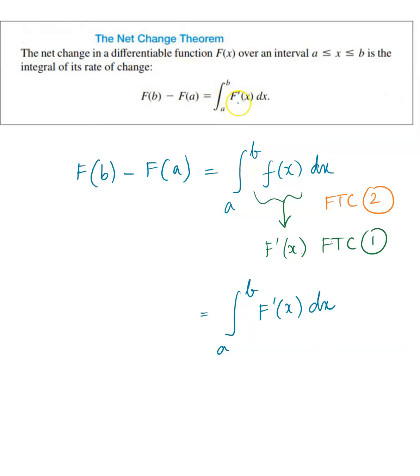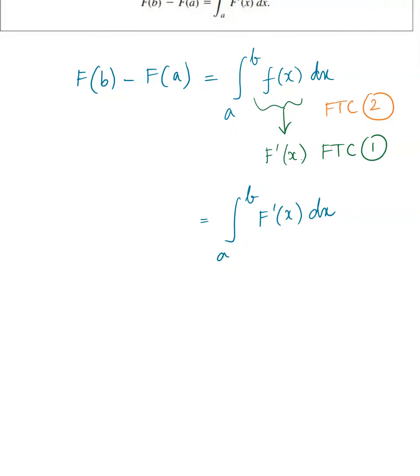So it's the integral of the rate of change, because F prime of x, right, is the derivative, so it's the rate of change. So we do have some interpretation for this, and I want to show that in different contexts, like in economics, in physics. What does it mean? Okay. Let's take a quick look at that. Interpretations of net change theorem.